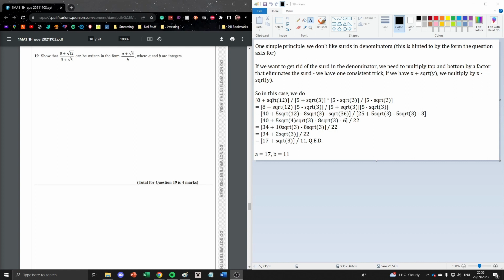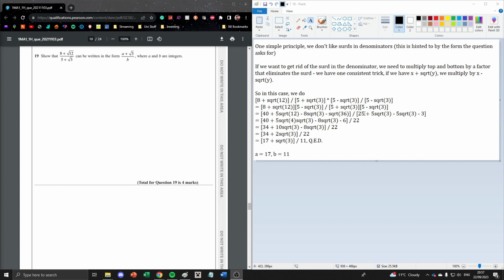So we're going to end up with 8 plus square root 12 in brackets times 5 minus square root 3 in brackets, all over 5 plus square root 3, 5 minus square root 3. So if we start to expand this out now, 8 times 5 gives us 40. The 5 times square root 12 gives us 5 square root 12. And the 8 times minus square root 3 gives us minus 8 square root 3. And finally, square root 12 times minus square root 3 gives us square root 36.